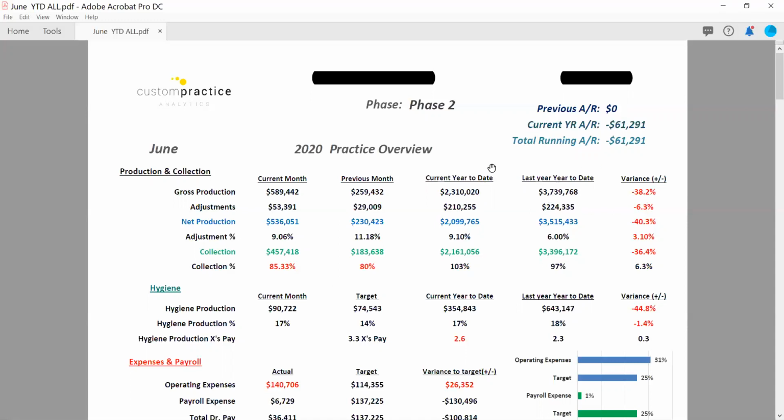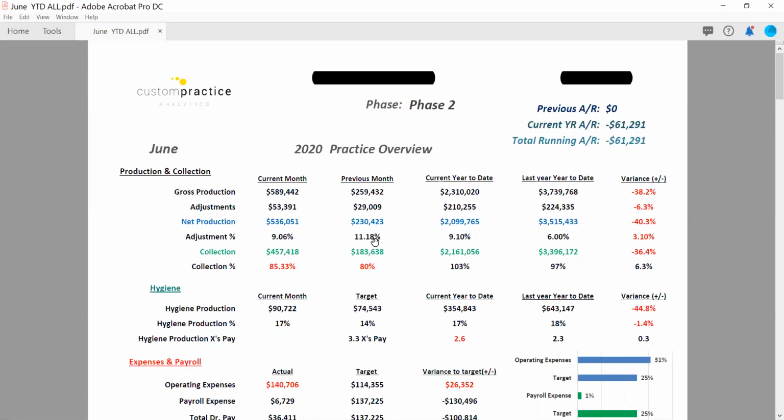So here's what I look at, a few things at a glance. Obviously with COVID, this is a fresh report through June, and we're going to see a ton of red here, a lot of ground to make up in the last half of this year. But I look at the net production line, and as you can see, in this case, we're down 40%, which we know why. Collection dollar amount is down 36%, again, we know why.